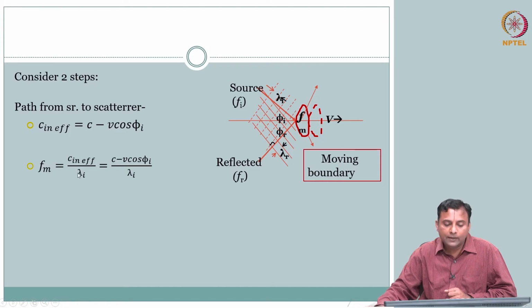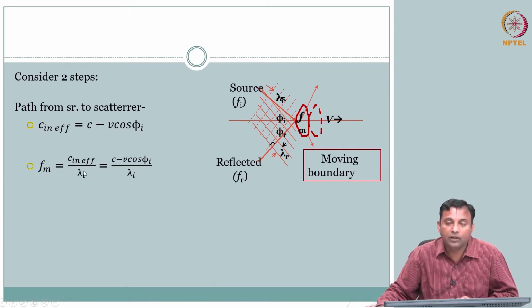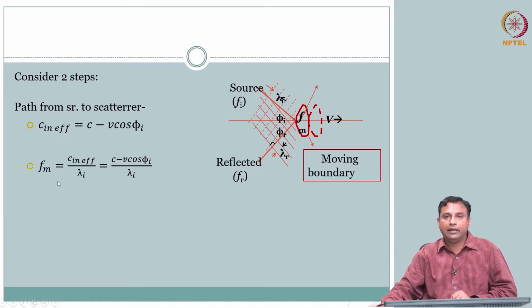So, lambda is in the medium, this side of the incoming wave. C in effective is the velocity, the effective velocity as seen by the observer. So, the intermediate frequency observed by the moving observer is going to be c in by lambda. F is equal to, right, c is equal to f lambda, if you remember that. Okay. So, c in effective is your c minus v cos phi. Okay. So, you have your intermediate frequency, this much is fine.